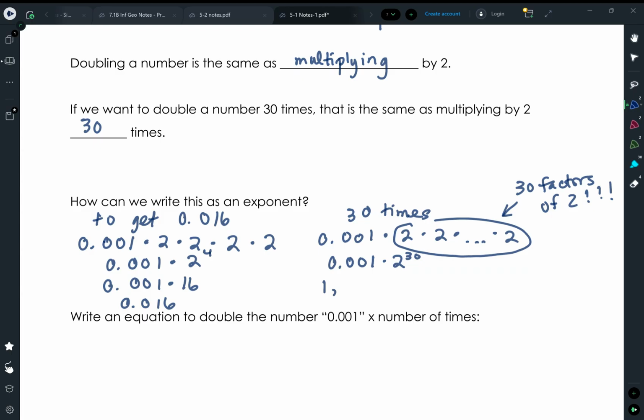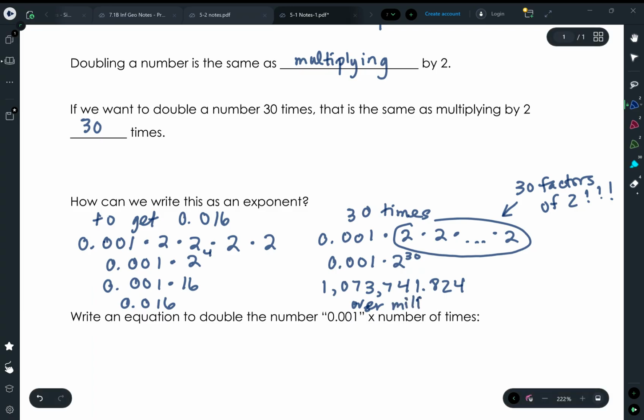So I think what's so fascinating about exponents is we fill out this little table, and we're still looking at thousandths, right? We're still looking at tiny fractions of a whole, and it doesn't seem like it's doing a whole lot. But then if we only double this 30 times, we have over 1 million. So it's really insane to me how fast exponents can grow. Over 1 million is what I meant to write.